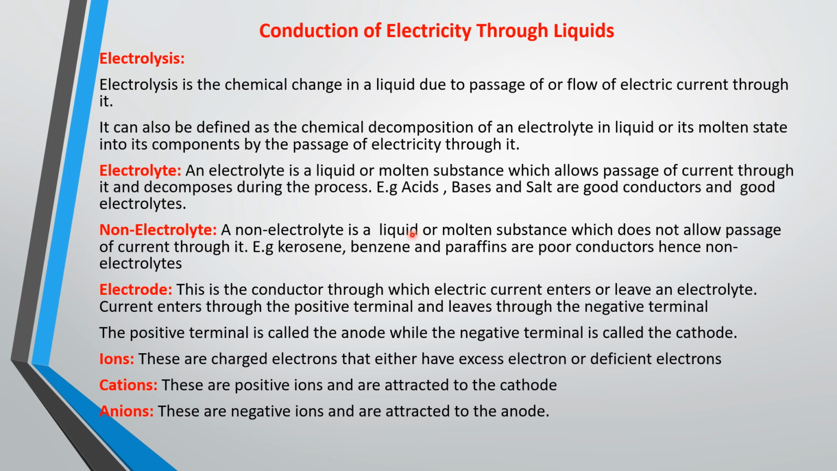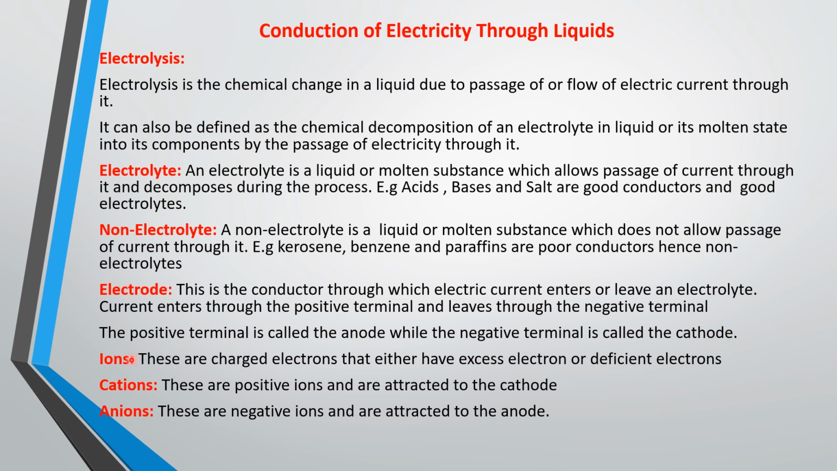Also in electrolysis, there are what we call electrodes. An electrode is a conductor through which electric current enters or leaves an electrolyte. Current enters through the positive terminal and leaves through the negative terminal. So take note of that. The positive terminal is called the anode, while the negative terminal is called the cathode.